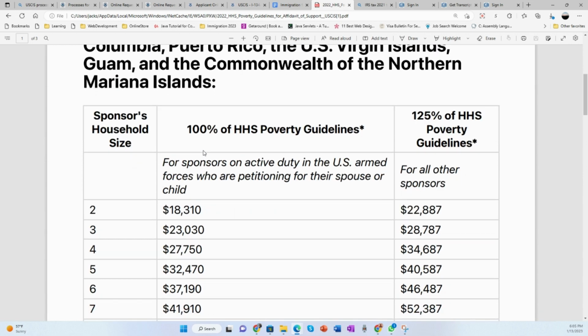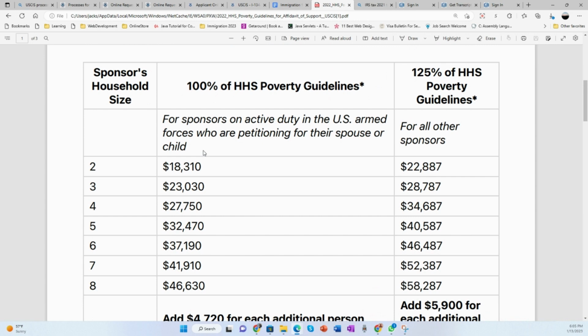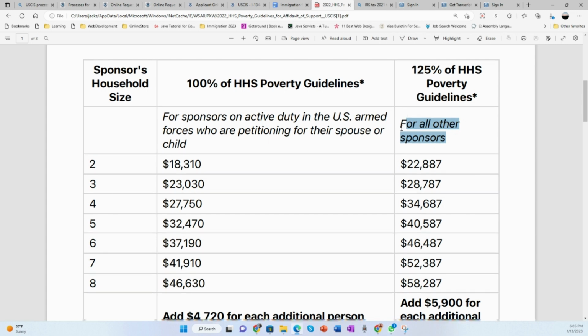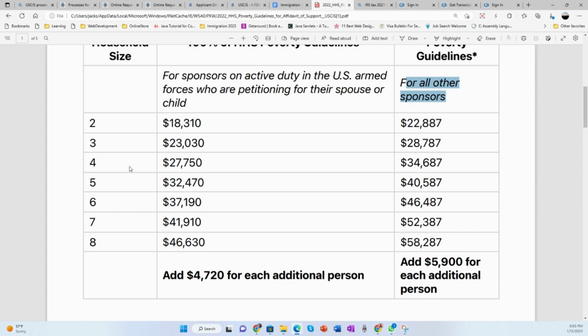The form is very straightforward, very self-explanatory. So let's get to it. If sponsor household size, if we have two people living in a house, for example, wife and husband. And again, if you look at this one, this is for the military. You need to focus on this one if you're not in the military. So let's get to this part, which is the most important part for people that are not in the military.